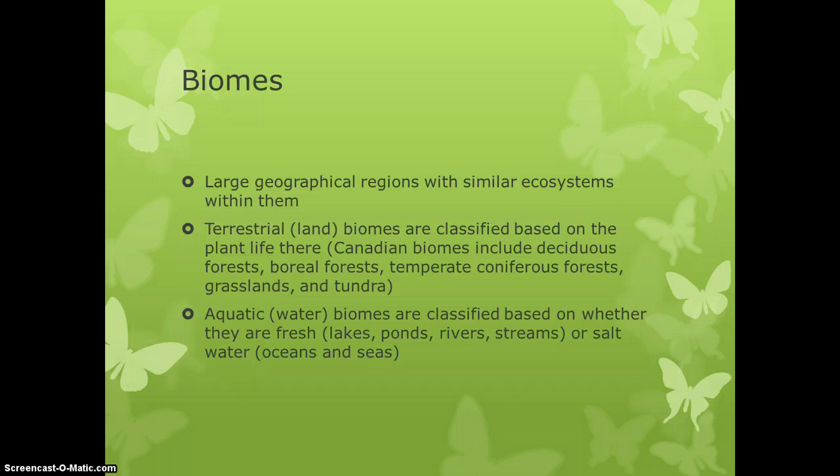You also have aquatic biomes. So again, that's the difference between the terrestrial biome and the aquatic biome. The aquatic biomes are classified based on whether they're fresh or salt water. So there are only the two types in aquatic, whereas there are many different terrestrial biomes because it's based on that plant life.